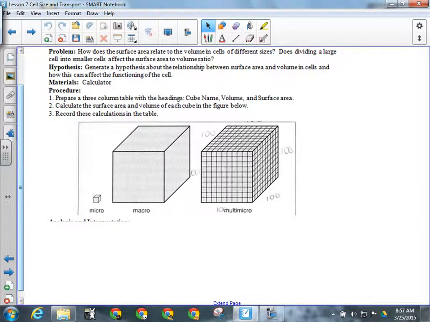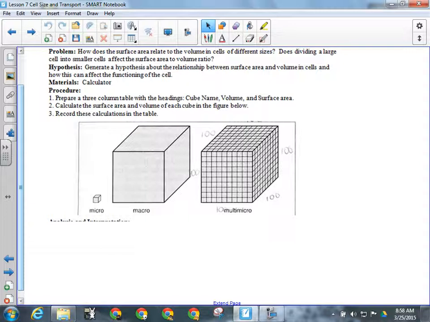The procedure goes like this. We're comparing three imaginary organisms. One of them is a small, single-celled organism called micro. One is a large, single-celled organism called macro. And one is multicellular. It's quite large, and we call it multi-micro because it's made up of a bunch of little micro squares. Everyone follow me so far?